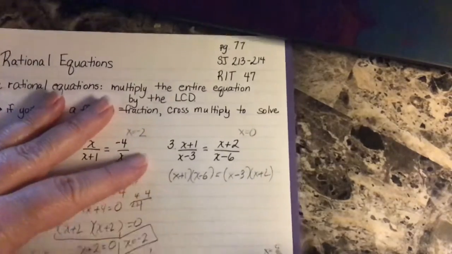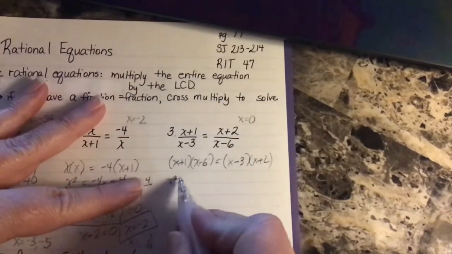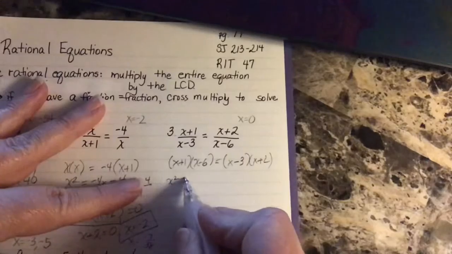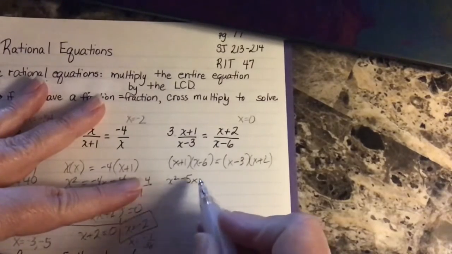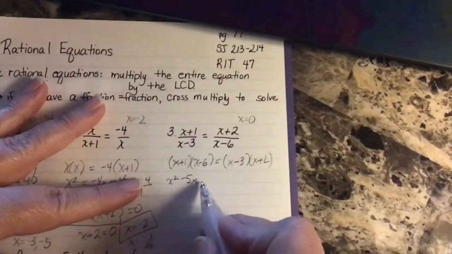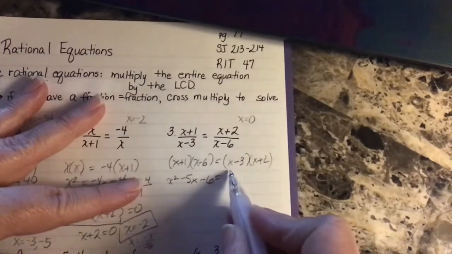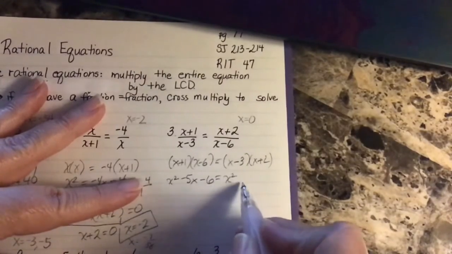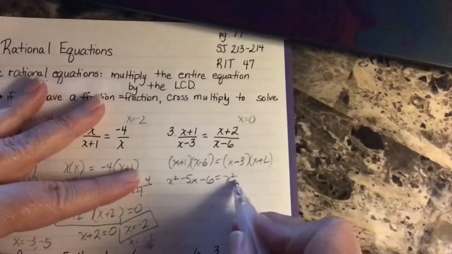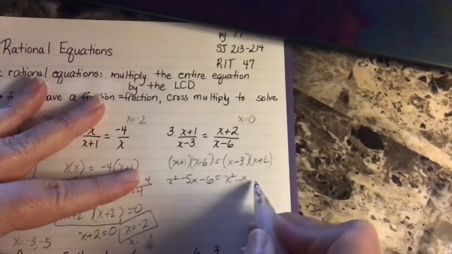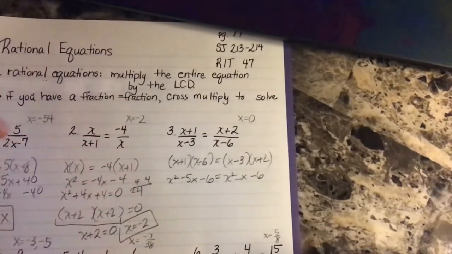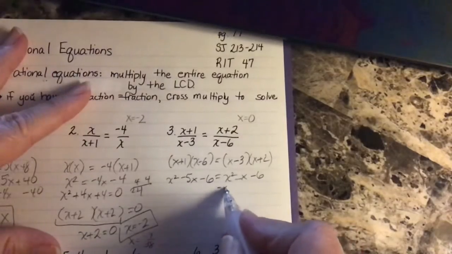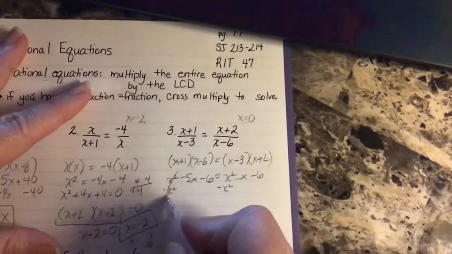So I'm going to multiply on both sides. I think that's minus 5x. Minus 6 plus 1, and then minus 6. And that will be x squared plus 2x. So minus x minus 6. And it's not going to give me that opportunity, but I will have that opportunity soon.